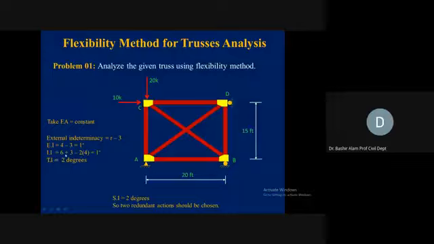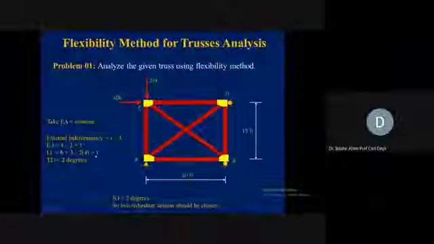For internal indeterminacy, we have m plus 3 minus 2j. So m is 6 members, 3 is constant, minus 2 times j, 4 joints. So 9 minus 8, so 1 degree it is indeterminate. Total indeterminacy is 2 degrees. Using m plus r minus 2j, you can find out it will be 2 degrees. So it is externally 1 degree and internally 1 degree. So it means we need to release one support reaction and we need to cut one member also.